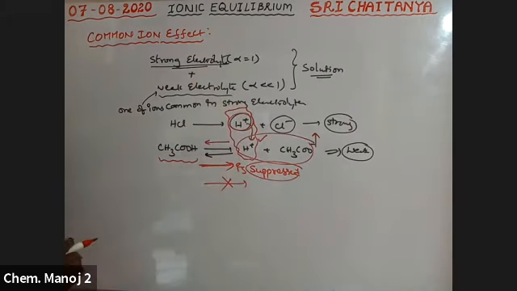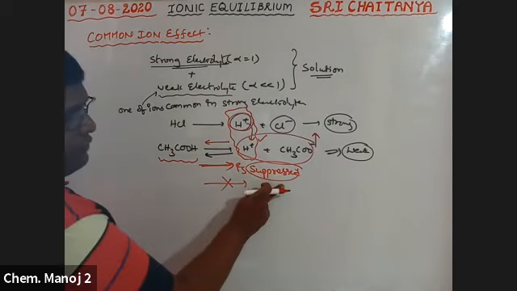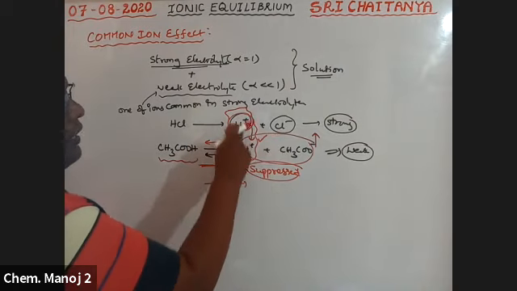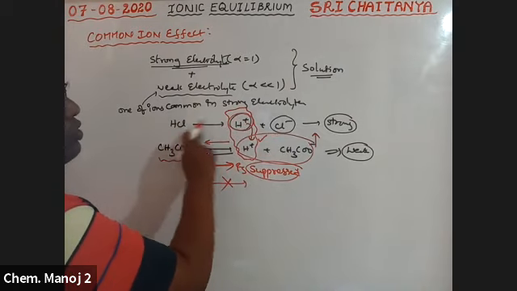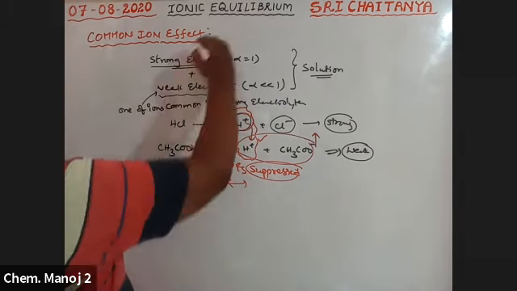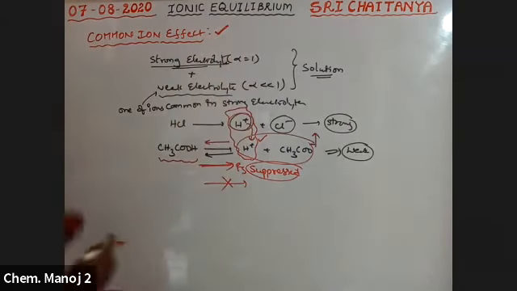A common ion present in the electrolyte. The suppression of dissociation of a weak electrolyte due to the presence of a common ion from the added solution, which is a strong electrolyte, is called the common ion effect. So what is this common ion effect?